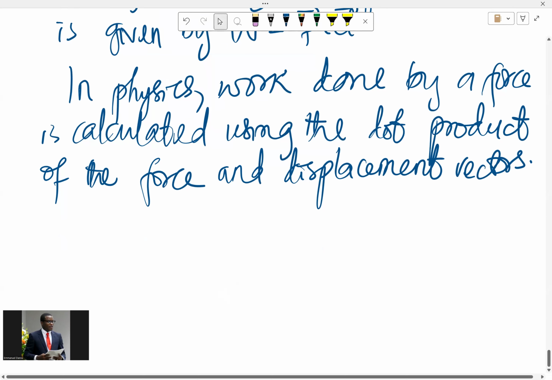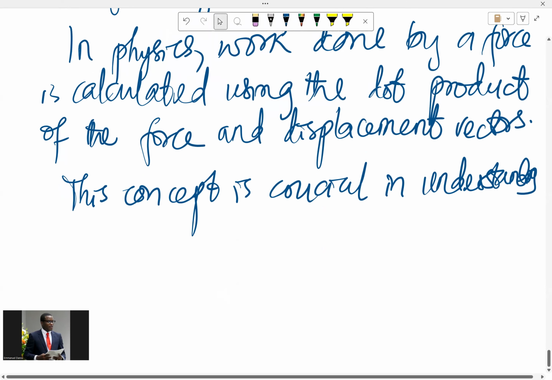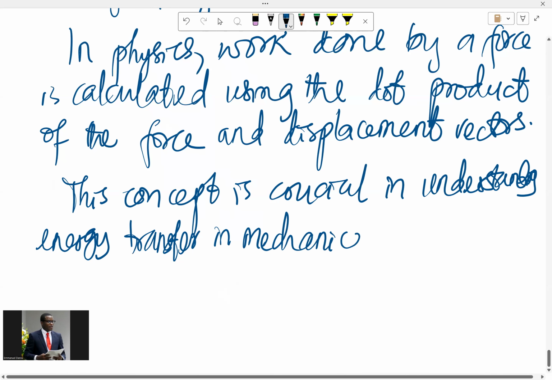So this concept is crucial in understanding energy transfer in mechanical systems.